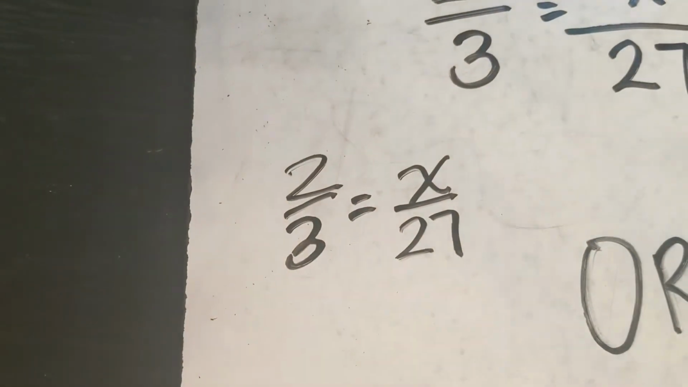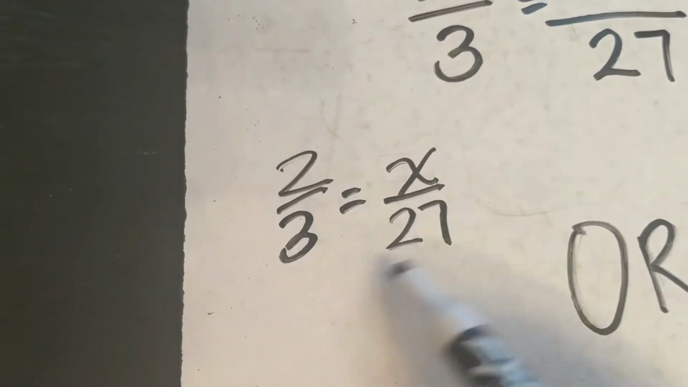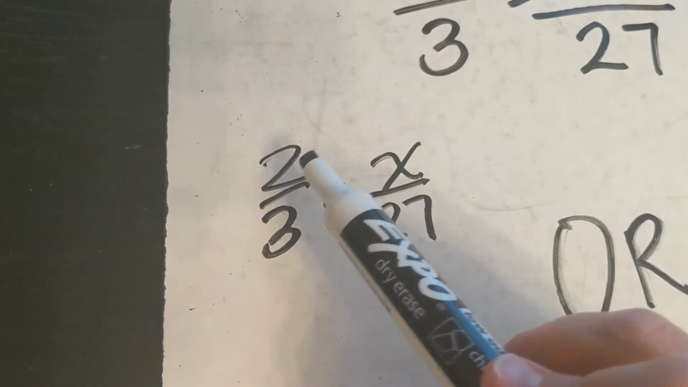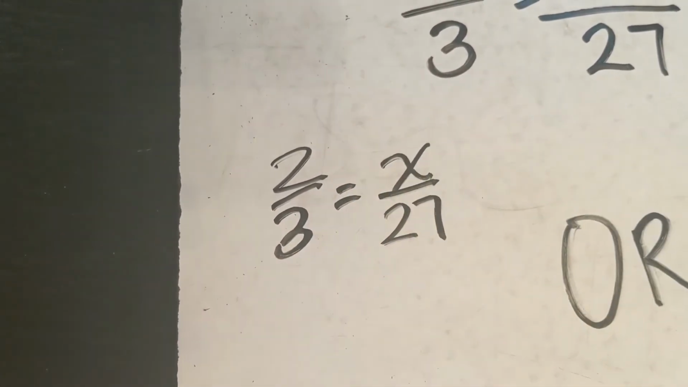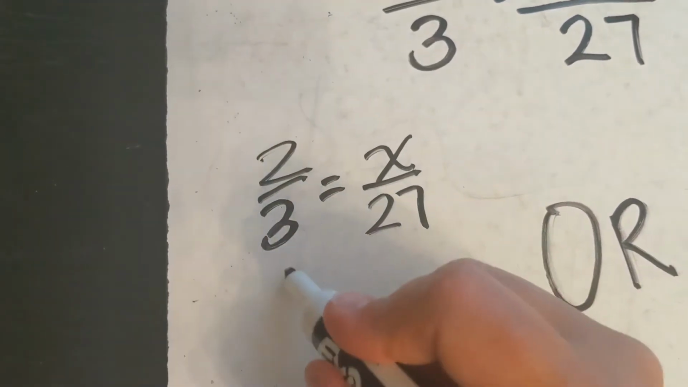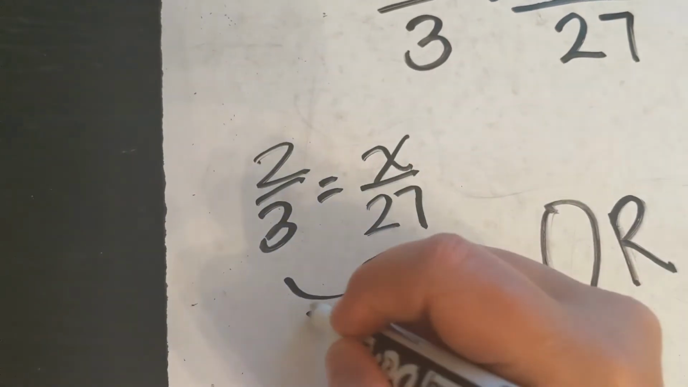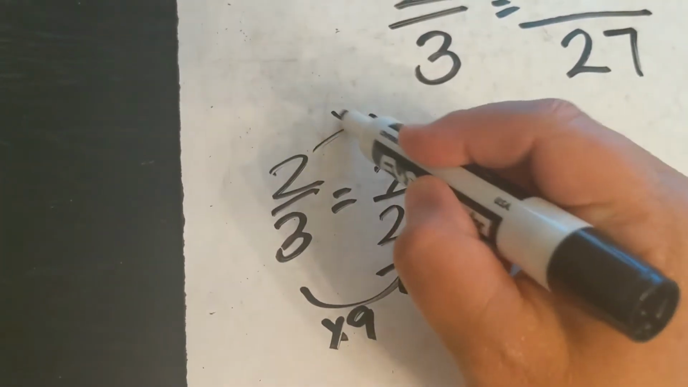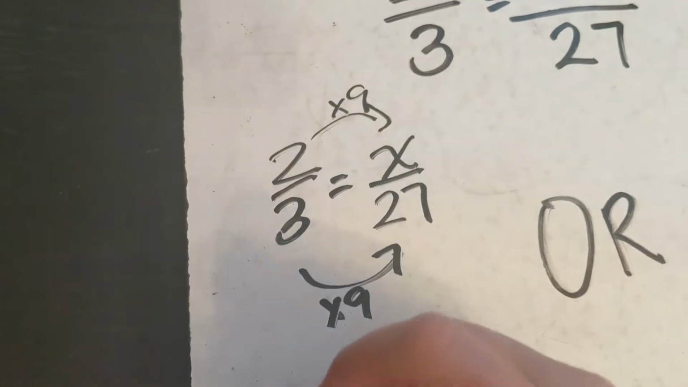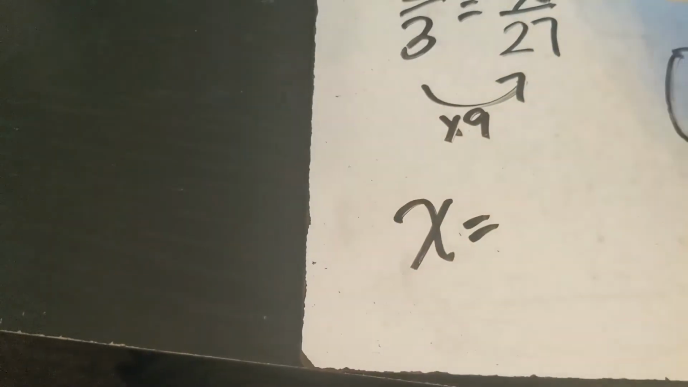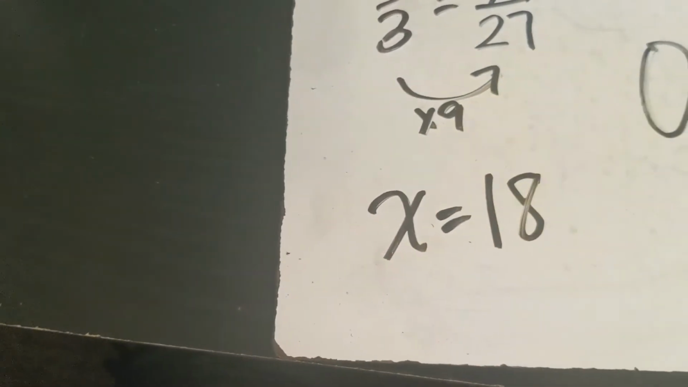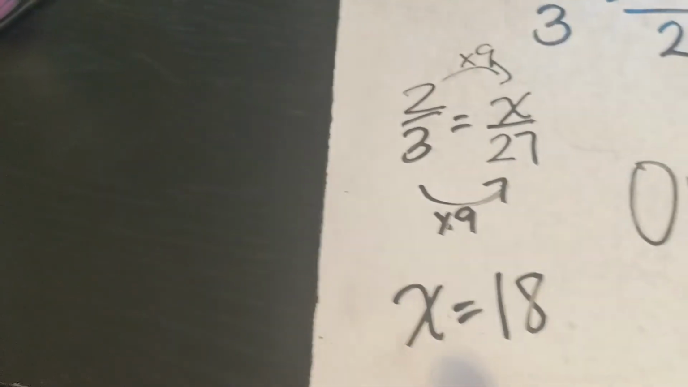And I might think proportionality is the idea of, what did I do to 3 to get 27? Well, then that's what I can do to 2 to figure out what my unknown is, right? So what did I do to 3 to get 27? Well, I multiplied it by 9, right? So then I'm going to take the top and I'm going to multiply it by 9. So then x equals 9 times 2, and I get 18. So that's one way to solve for x.